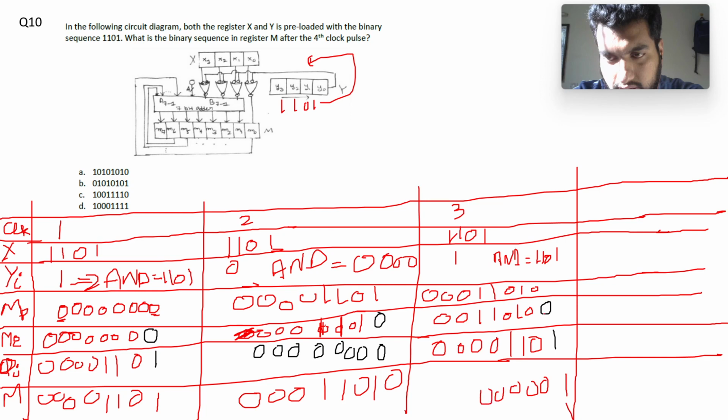So that thing is 1 and 1. Now the fourth clock cycle. Here I have input 1 1 0 1 and my Y is 1. Their AND will be equal to 1 1 0 1. Output from the previous cycle is 0 1 0 0 0 0 1 0.